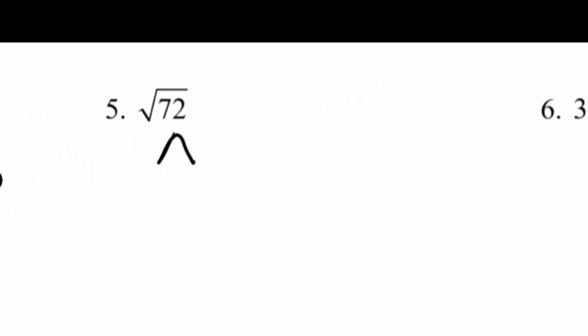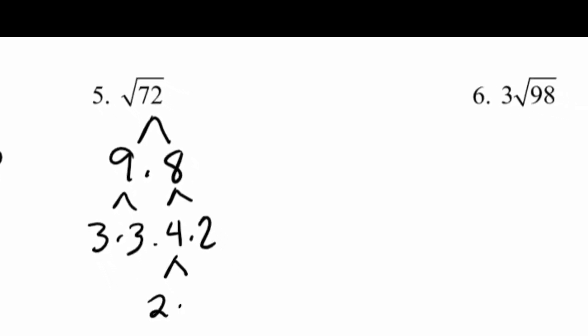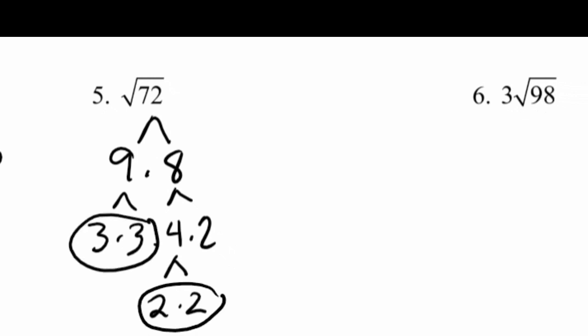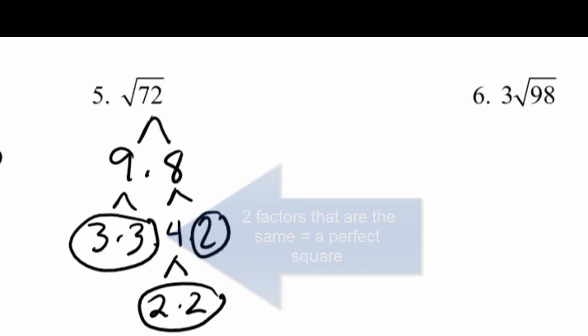Because 72 is 9 times 8. 9 is a perfect square, you know that, 3 times 3. And then 8 is 4 times 2, and 4 is a perfect square, that's 2 times 2. So you've got two 3's here and two 2's there, and then the extra 2, right? So anytime you have two factors that are the same, like the two 3's, that's a perfect square. So the square root of 3 squared is 3.